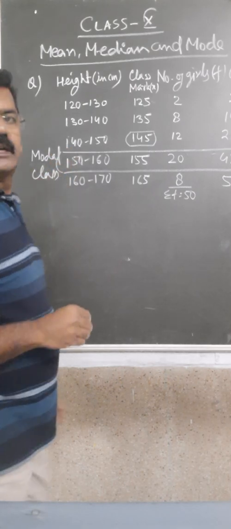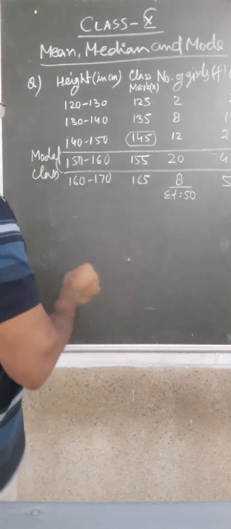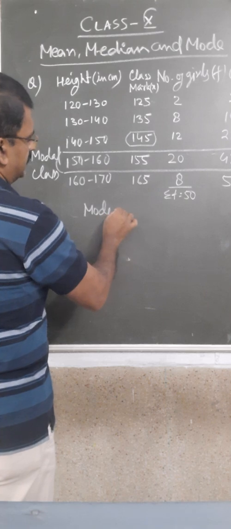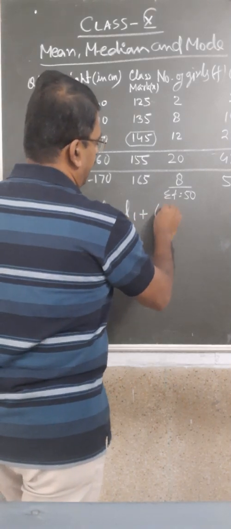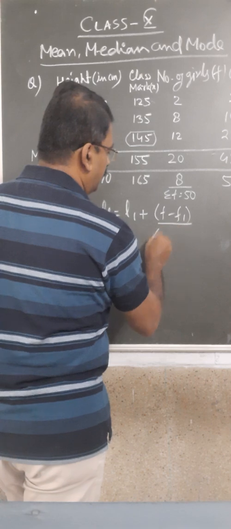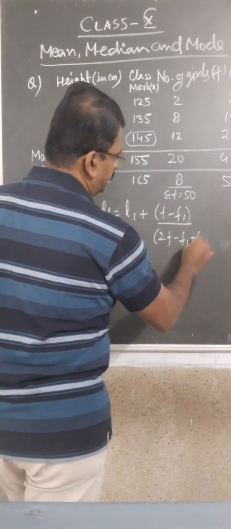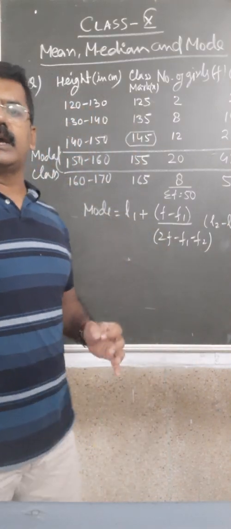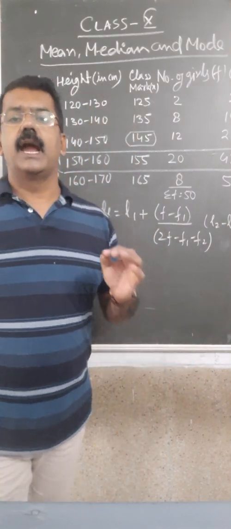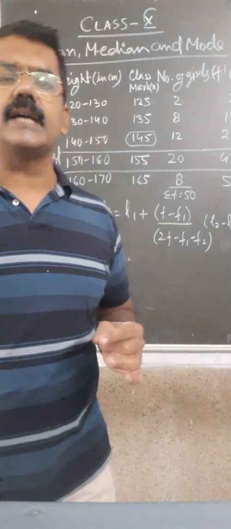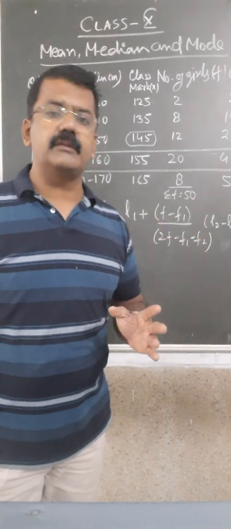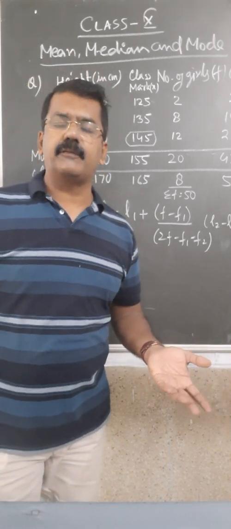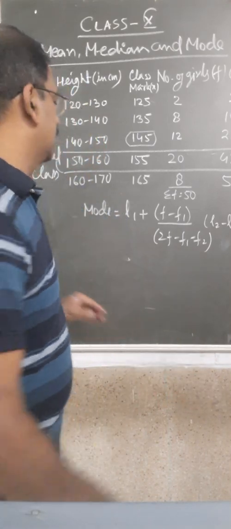Modal class. Okay, that is the modal class. Now, you know the formula for mode is L1 plus (F minus F1) upon (2F minus F1 minus F2) into (L2 minus L1). Here, L1 is the lower limit of the modal class, L2 is the upper limit of the modal class, F is the frequency of the modal class, F1 is the frequency of the pre-modal class, and F2 is the frequency of the post-modal class.